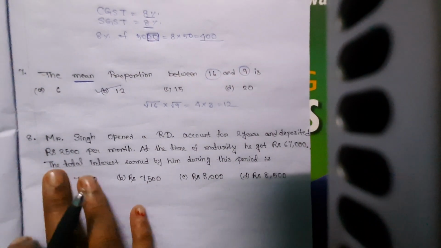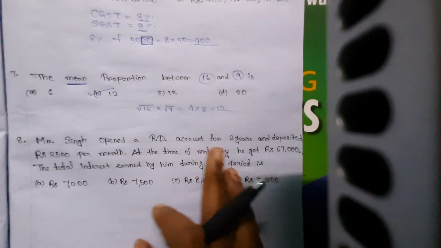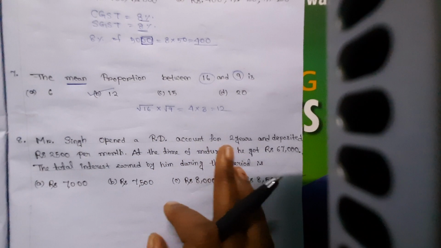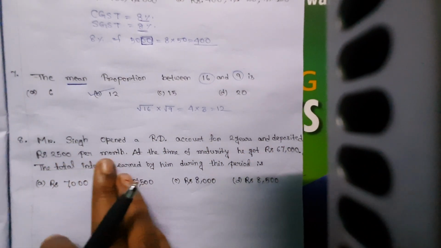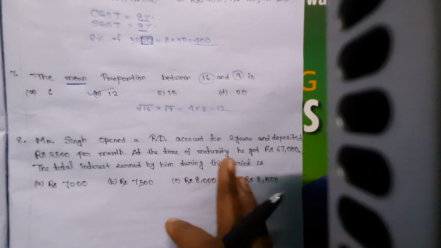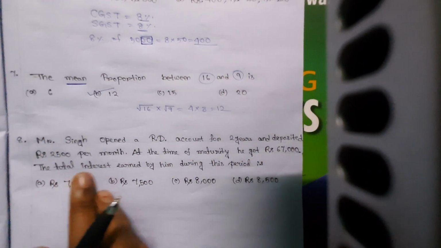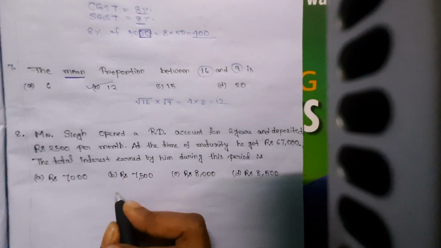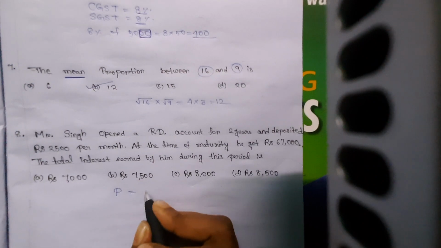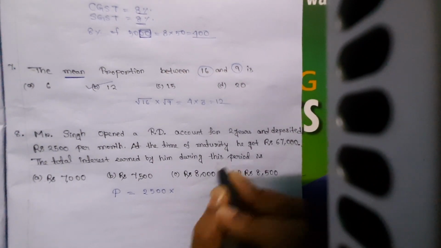Now question number 8. Mr. Singh opened an RD account, a recurring deposit account, for 2 years and deposited rupees 2,500 per month. At the time of maturity, he got 67,000. Find the total interest earned by him during this period. So we have to find his principal. He deposits 2,500 each month, for 2 years.